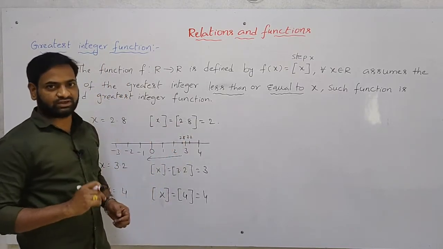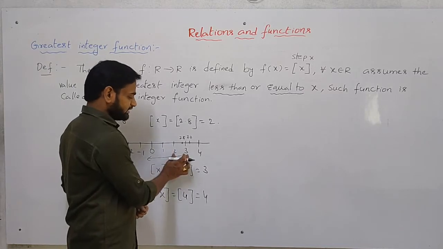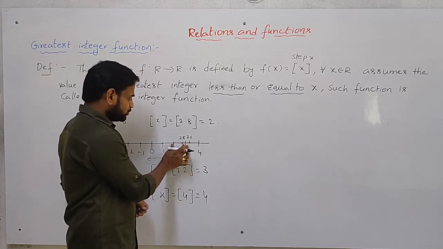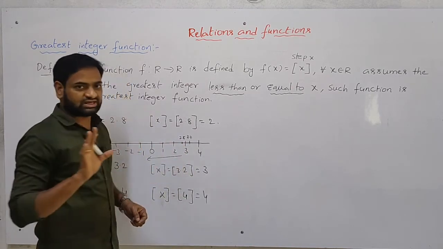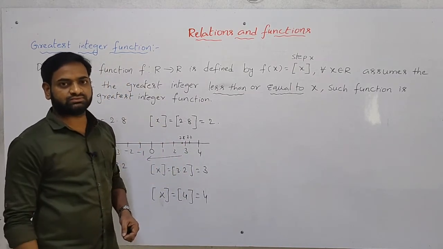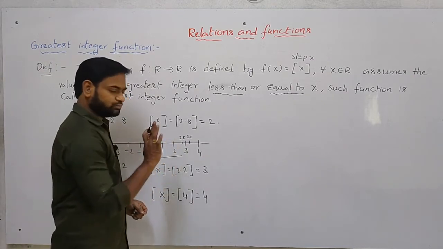2.8 lies between 2 and 3. In the 2 and 3, what is the lesser value? Take that one. That is 2.